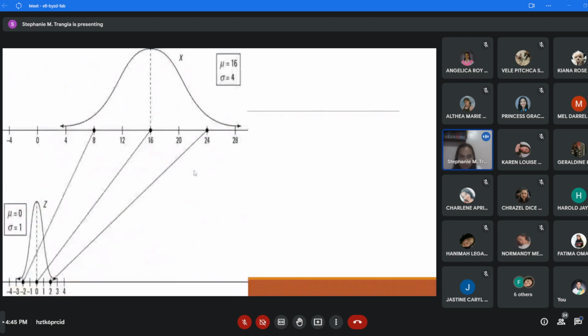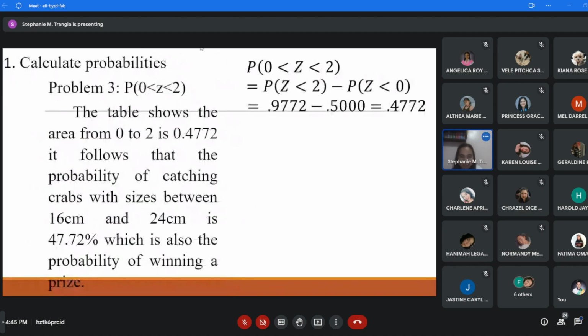Okay, questions, clarifications before we proceed. Questions sa normal distribution. Hello, walay question? Nasabtan ra? If none, then let's proceed to regression analysis.